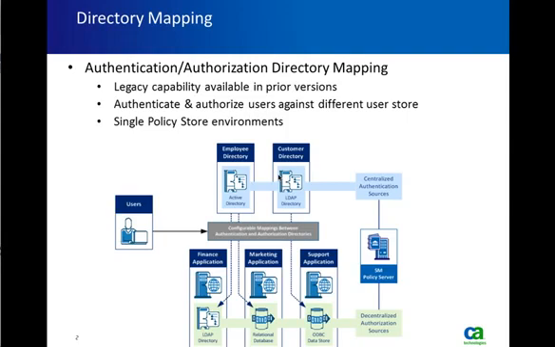This legacy capability was introduced in prior versions of SiteMinder that allows an organization to authenticate users against one directory, let's say a centralized corporate LDAP server, and authorize those users against a different data set, such as a database. This feature remains very useful for organizations with a SiteMinder environment that use a centralized policy store and authentication store, yet have business units with their own authorization stores.